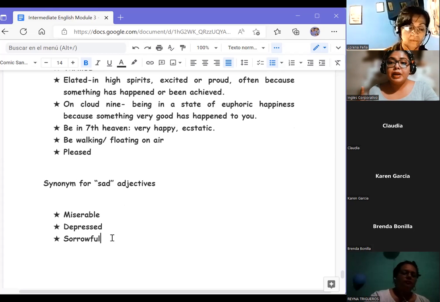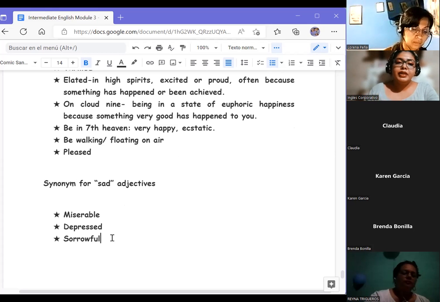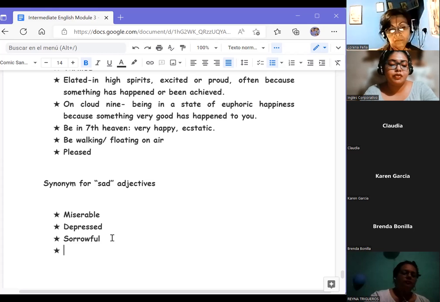Sorrowful means very sad, full of sorrow, heartbroken, feeling or showing grief. Something or someone that is feeling very sad, heartbroken, is full of sorrow. O sufrimiento, lleno de sufrimiento, lo podemos decir en español.